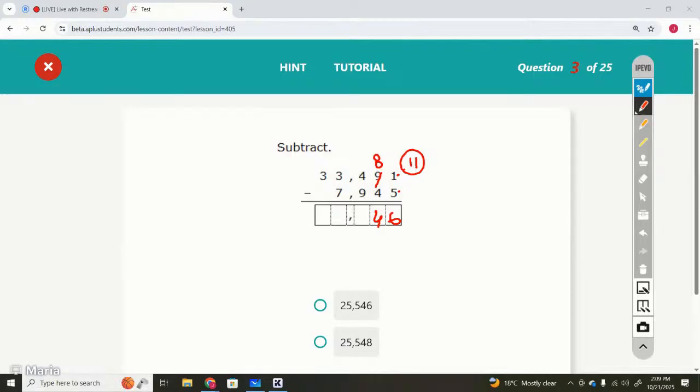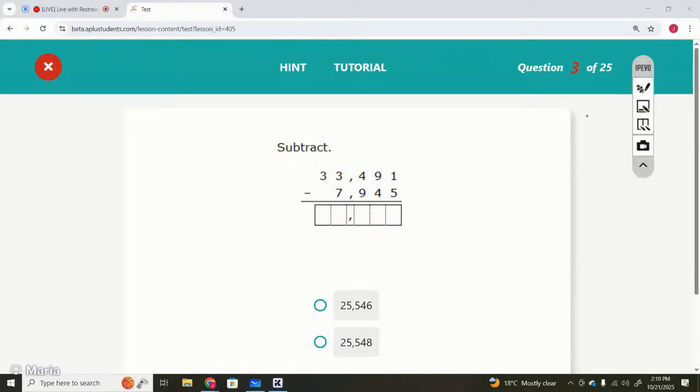We cannot subtract 4 out of 9. We have 2 here and borrow makes it 14. 14 take away 9 is 5. So we need to borrow 1. 12 it is. 12 take away 7 is 5 and 2. That is 25,546. Option number 1 is the correct option.